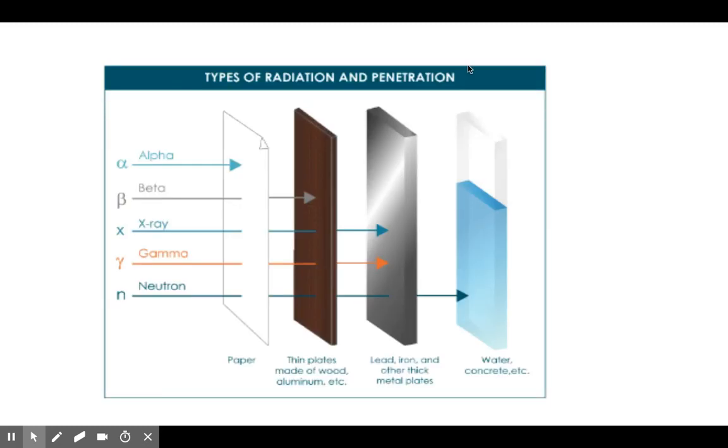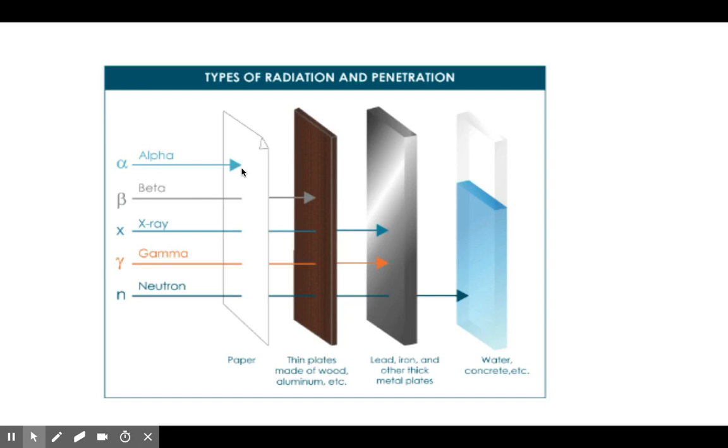We'll look today at 5 types of nuclear decay. In this slide, we begin with alpha radiation. Here's the Greek symbol. Beta radiation, Greek symbol. X-rays, gamma radiation, Greek symbol, and neutrons. Let's talk about alpha radiation first.